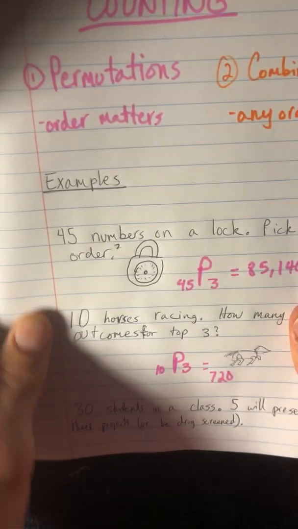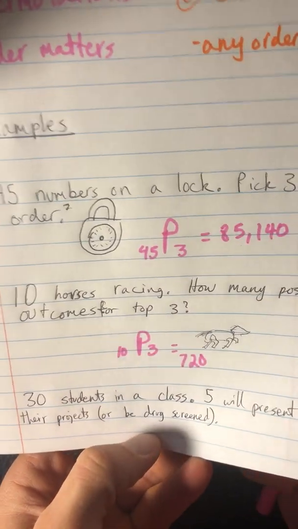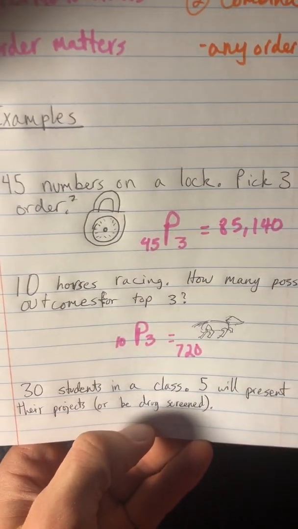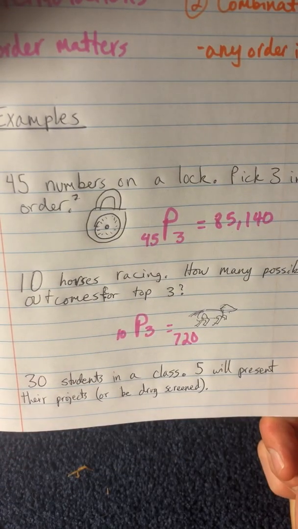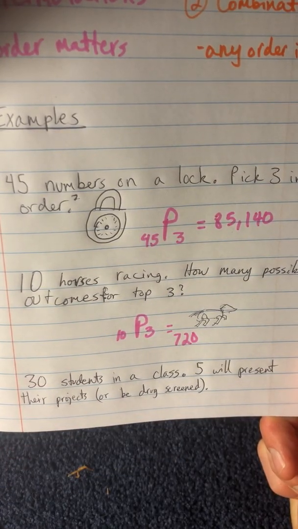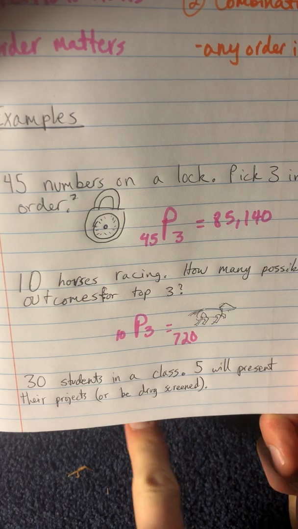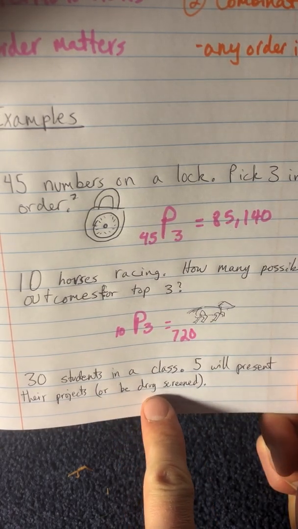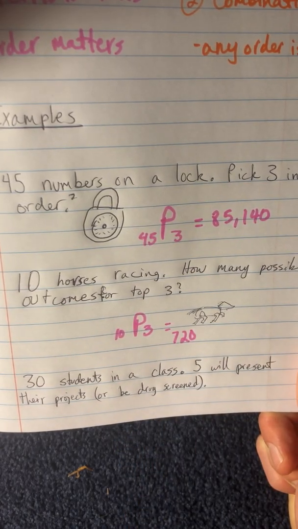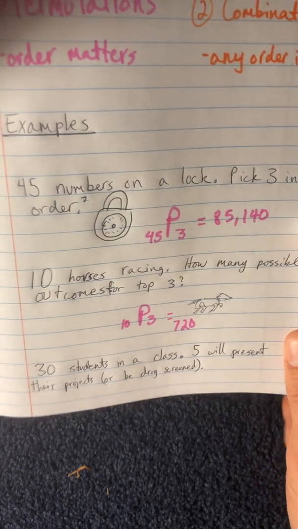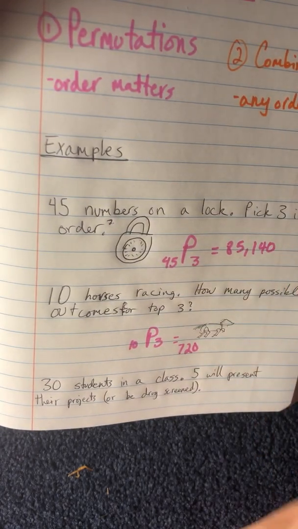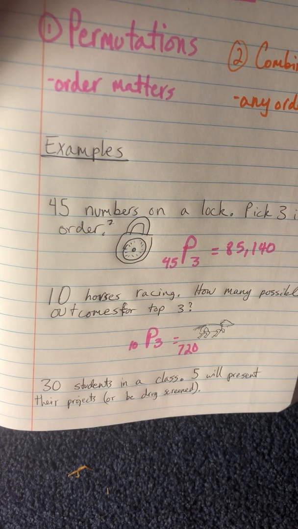The last one is that 30 students are in a class and 5 will present their projects. Some students think about who's going to present first because they don't want to get up in front of the class, or maybe they want more time on the project. But maybe you also want to know, there's 30 of us, how many possible combinations are there to be drug screened? How many different ways can we pick kids to get drug screened? Now think about it.